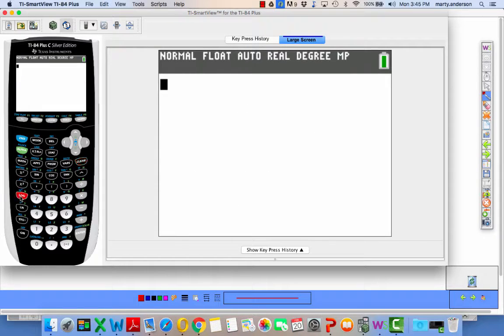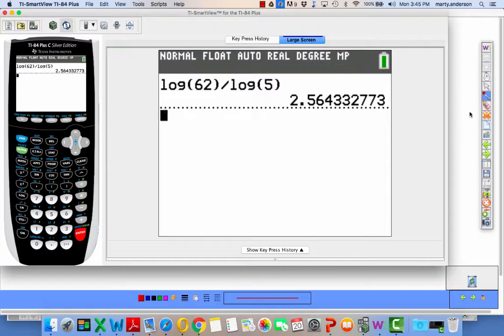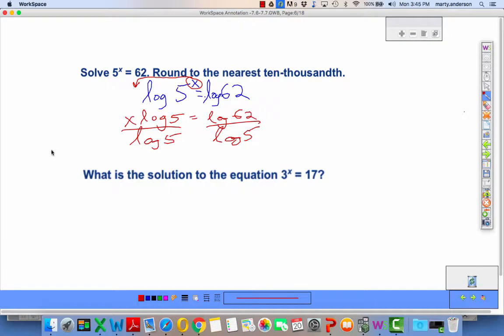So I type log 62, close that parenthesis, divided by log 5. What we're looking for here is really the exponent that you raise 10 to get 62, and then the exponent that you raise 10 to get 5. That's what we're answering. And my answer is 2.564. So x equals 2.564. How do I check my answer?